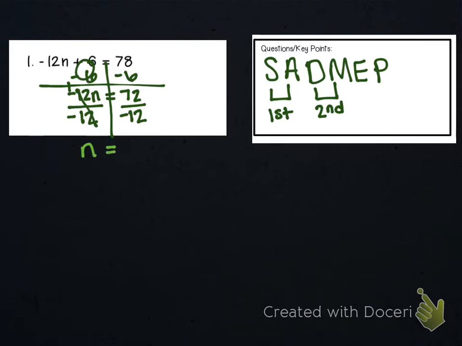And then over here, I'm going to do my wheel. I have a positive 72 and a negative 12, so that makes my answer negative. And then we should know that 72 divided by 12 is 6. And if we don't know, that's okay.